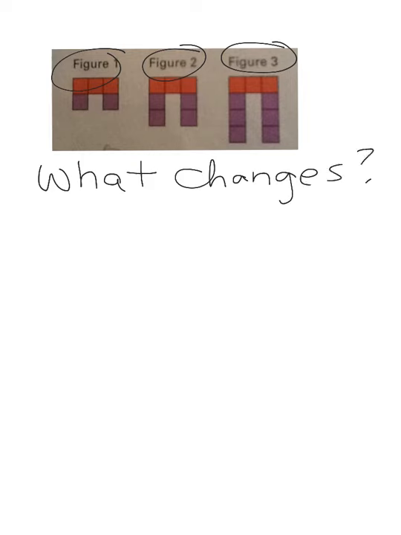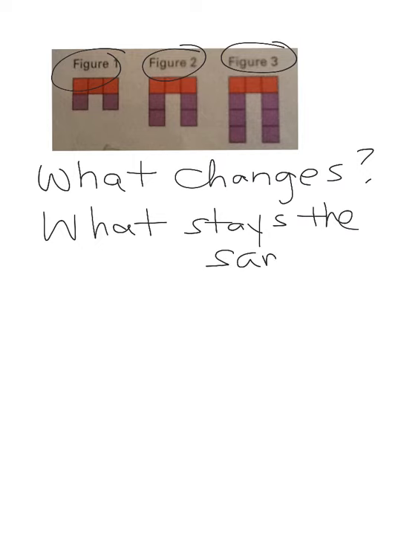What we want to look at is a couple things. What changes? That really helps us to determine this. And also, what stays the same. So let's first do what stays the same. In each figure number, it's the red tiles that stay the same. They're the constant. There's always 3 of them.